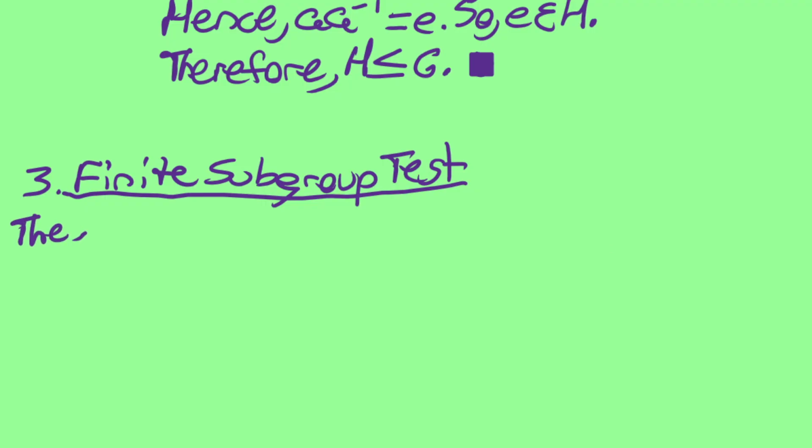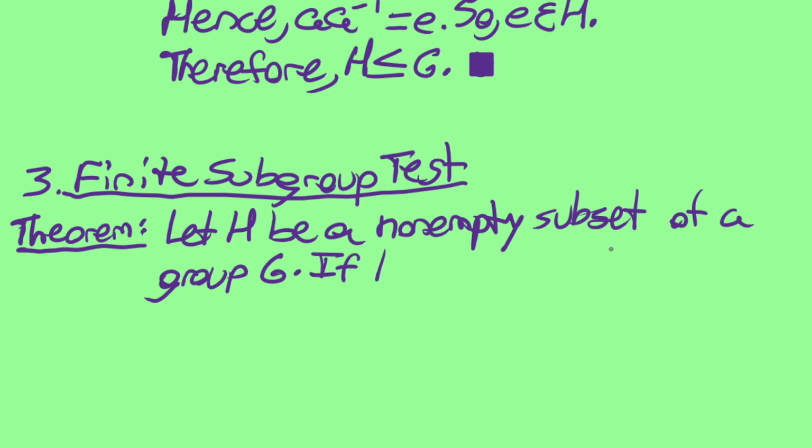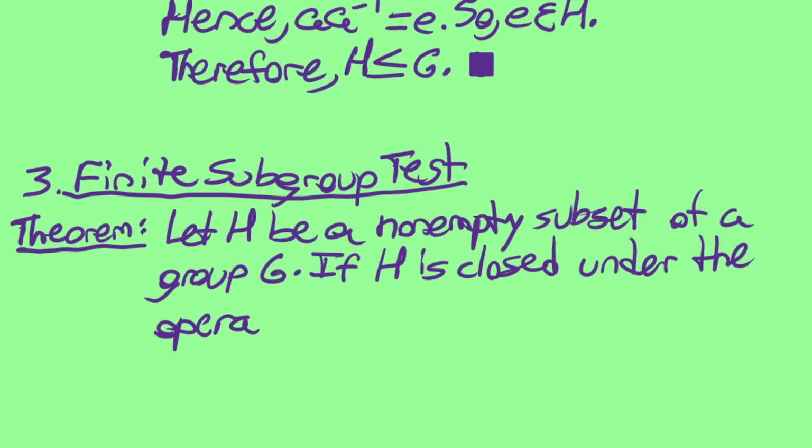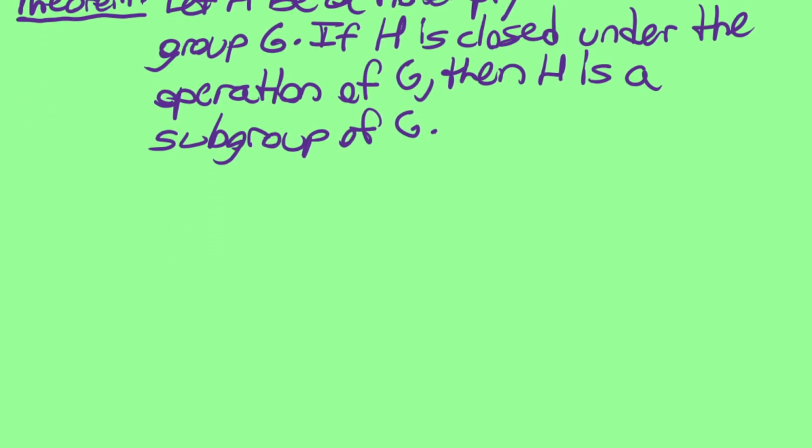So the theorem for this is, let H be a non-empty subset of a group G. If H is closed under the operation of G, then H is a subgroup of G. So let's look at the proof for this test.